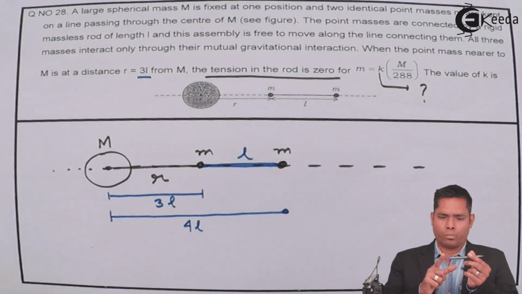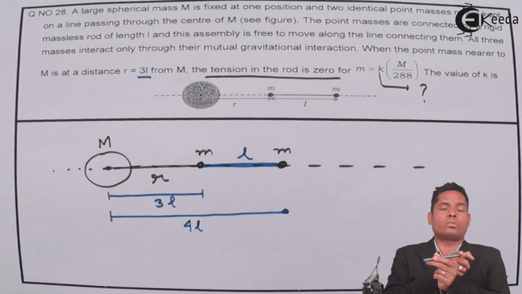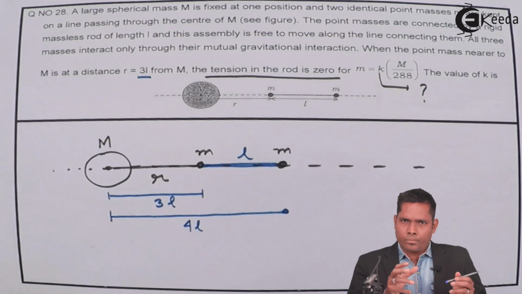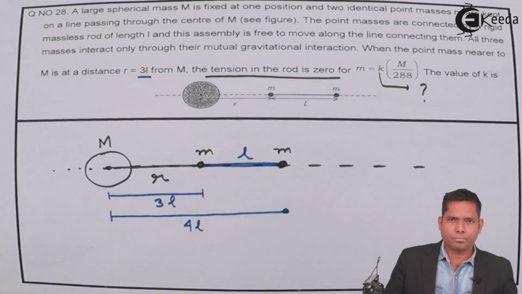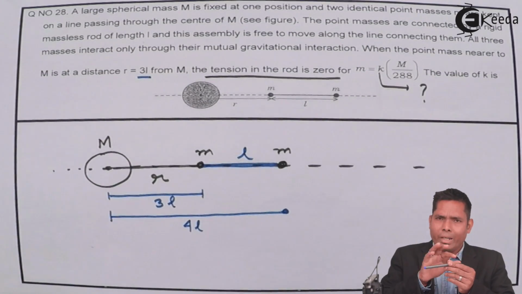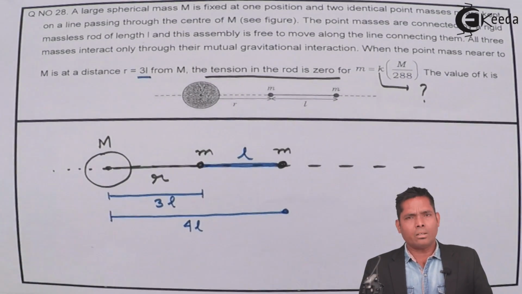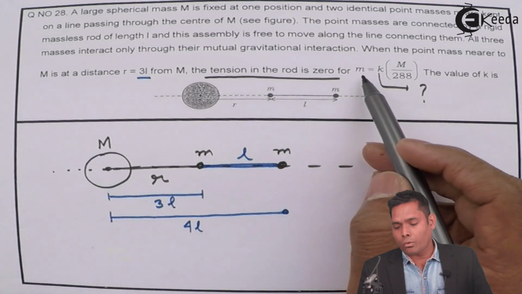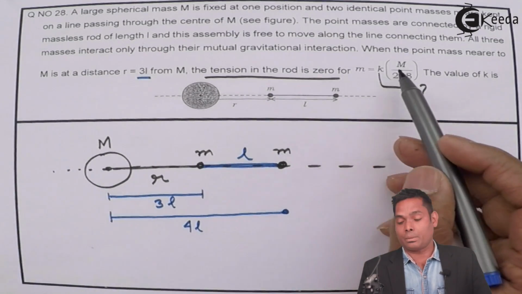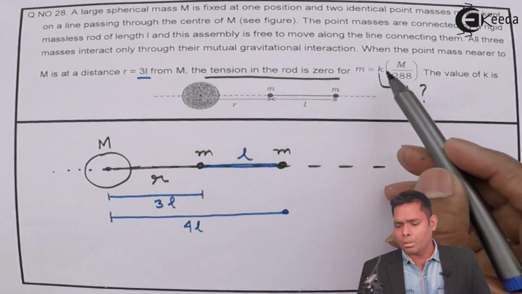So we have to find the net force on this mass and the net force on this mass, and we will equate those two net forces and then solve for the small m. As we solve for this small m, we'll get an expression of this form with some number out here, and that number must be k.